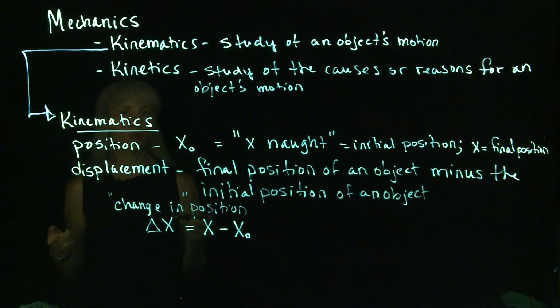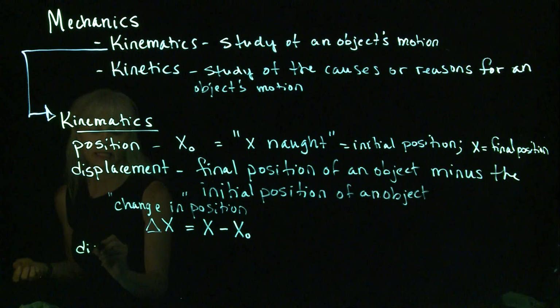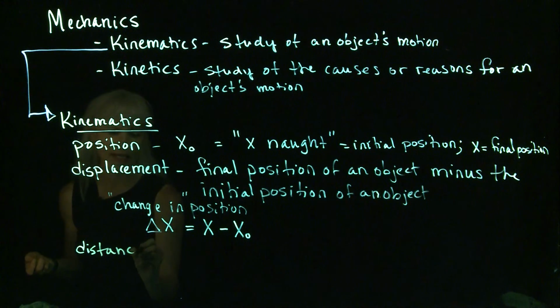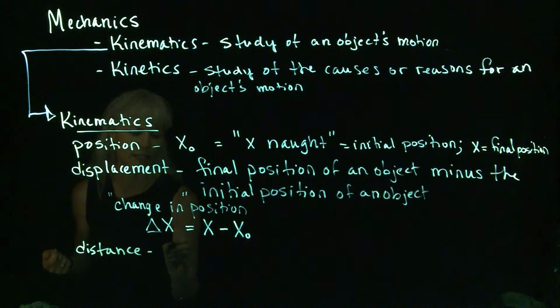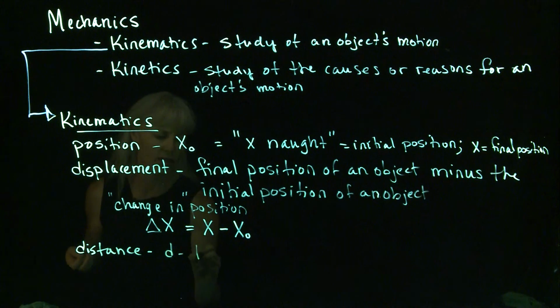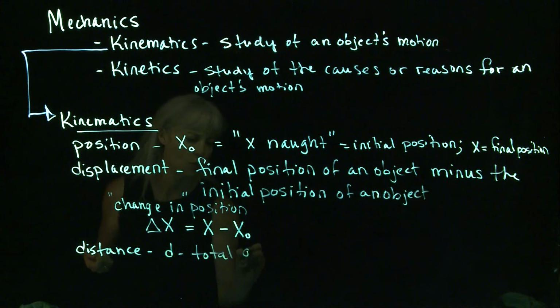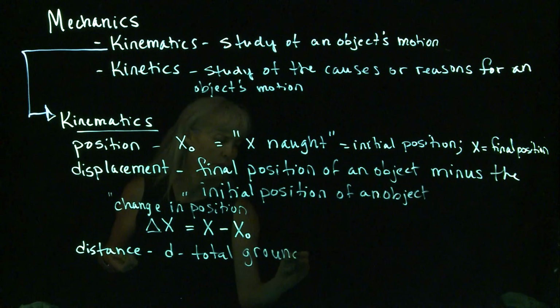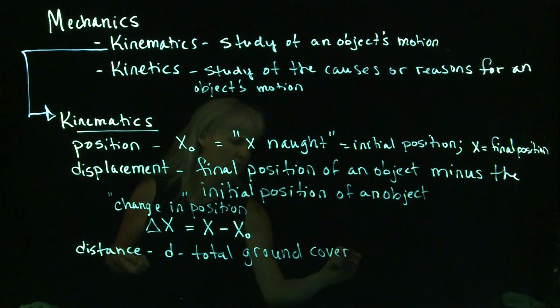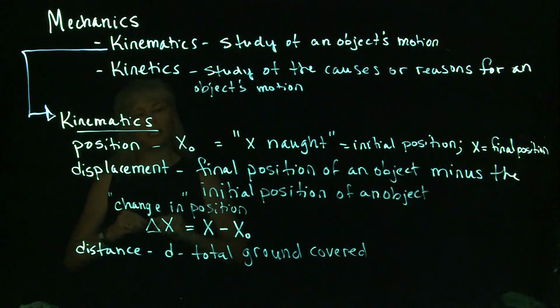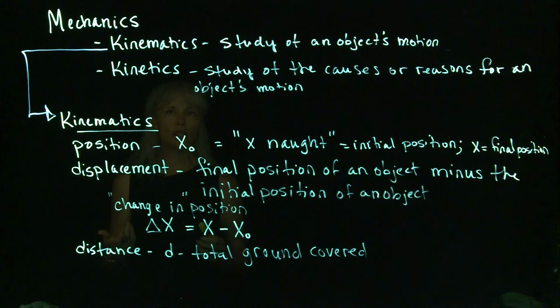What other kind of quantities are we going to need to be able to describe motion? Well, what about distance? Distance isn't the same thing as displacement. Let's give distance the symbol d, and this is just the total ground covered. And you say to yourself, well, how are distance and displacement different? Well, imagine that you are at a football stadium and there's a track that goes around the football field itself, and we know that those are quarter-mile tracks.